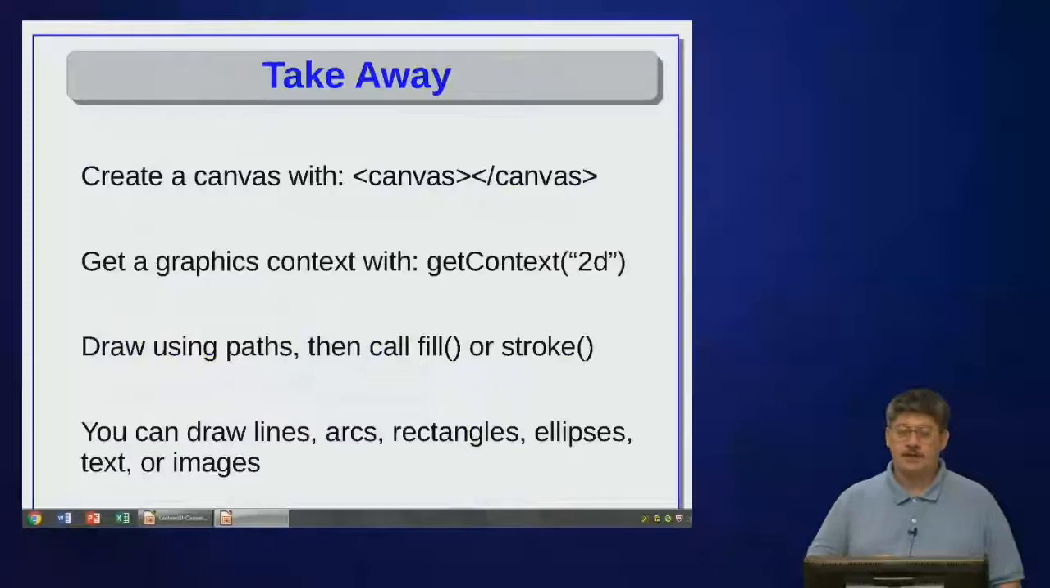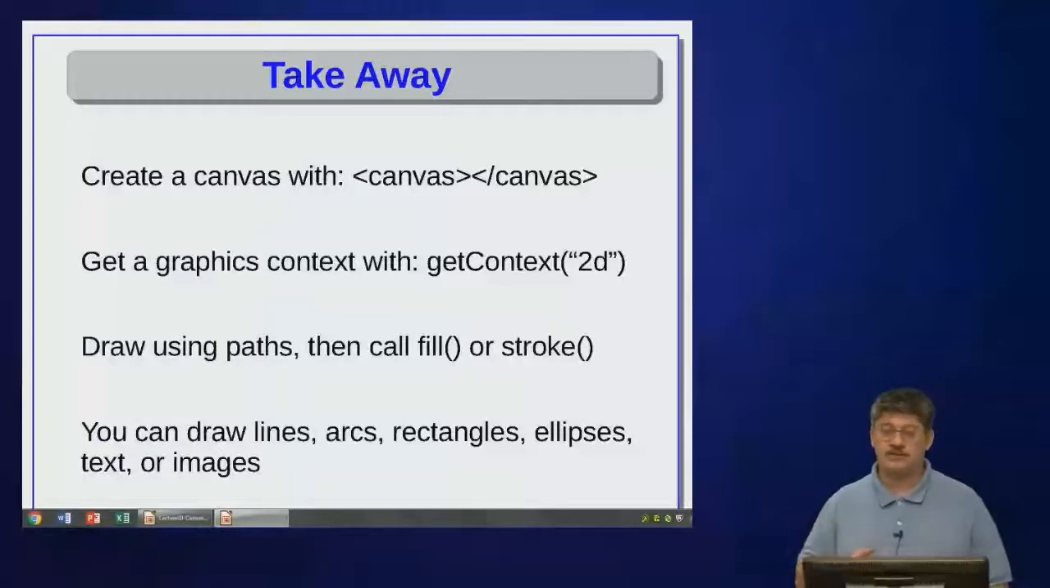So in summary, HTML5 provides a wonderful canvas object that lets us draw directly to the canvas with JavaScript methods. We can create a canvas by adding the canvas tag to our HTML. In order to draw to it, we have to first fetch it using DOM methods and then call the getContext method to get a graphics context object. We can then draw using paths, which don't show up until we call either fill or stroke, or we can draw rectangles with strokeRect and fillRect. We can draw lines, we can draw arcs, rectangles, ellipses, we can draw text, we can also embed images.